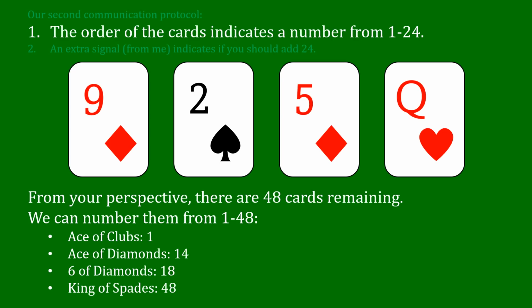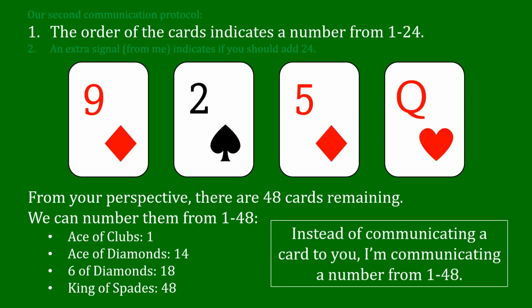Anyway, since you and I can both see the 4 cards that are face up, we can both mentally label each of the remaining cards with a number from 1 to 48. Now, instead of communicating a card to you, I'm communicating a number from 1 to 48.